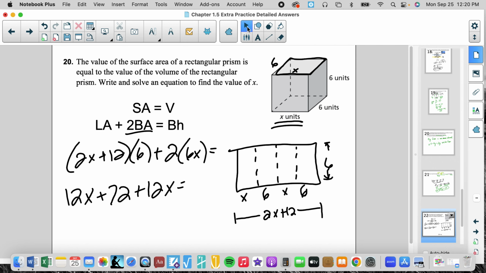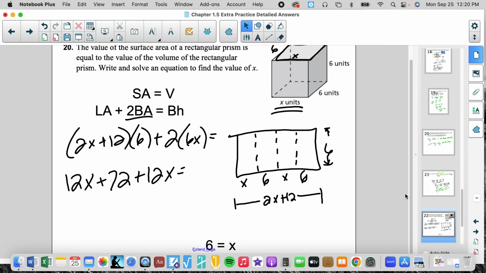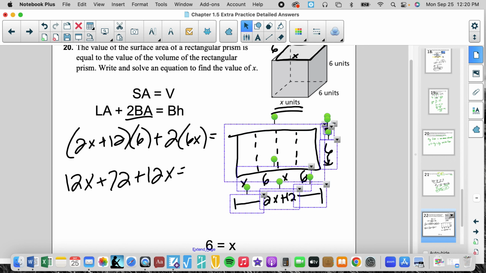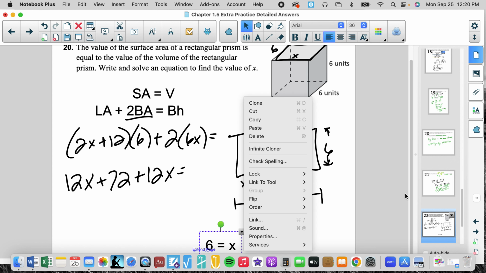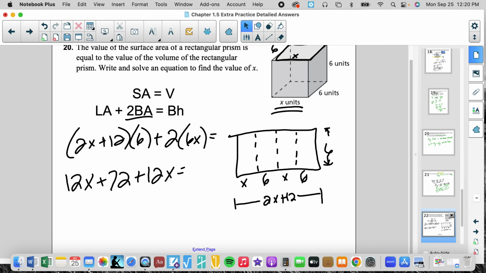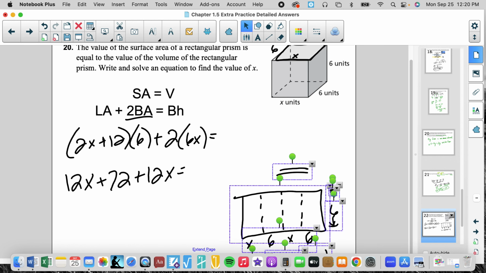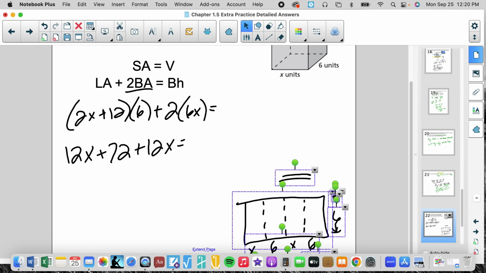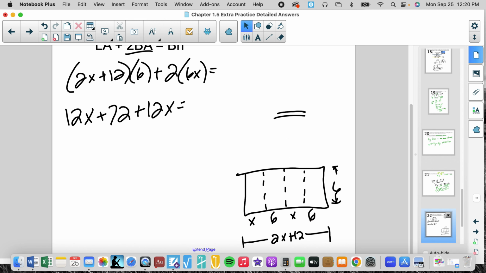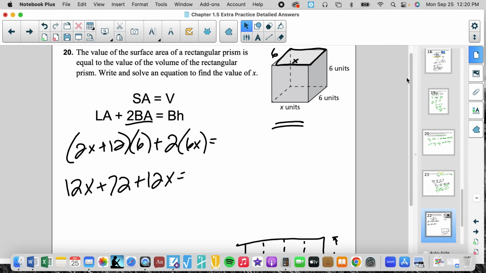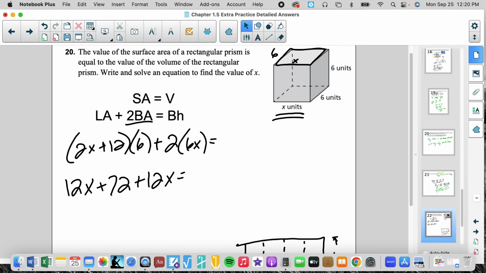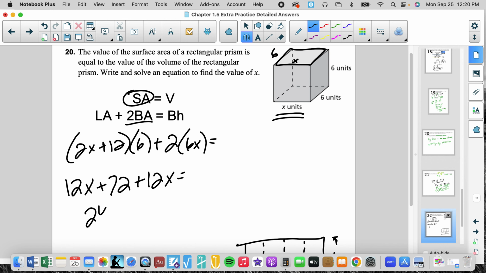Let's move this. Oh, this is going to be tight for time. Oh, look at that little answer down there. I meant to. Good. Let's move that back up there. So that's that. This left side is my surface area. So this gives me 24x plus 72.